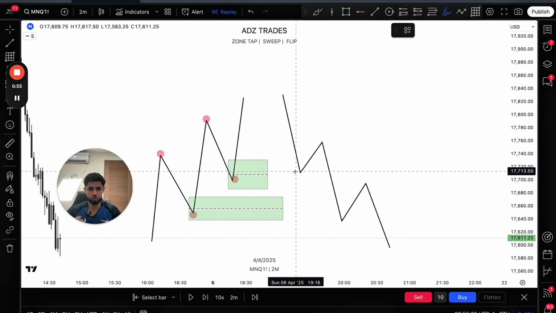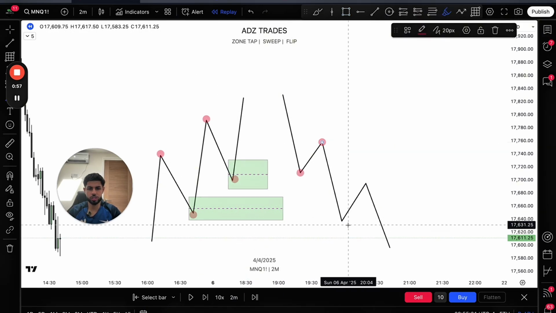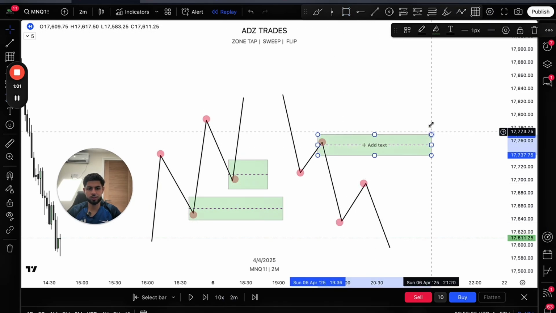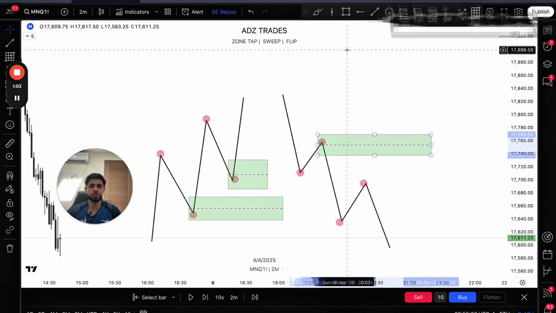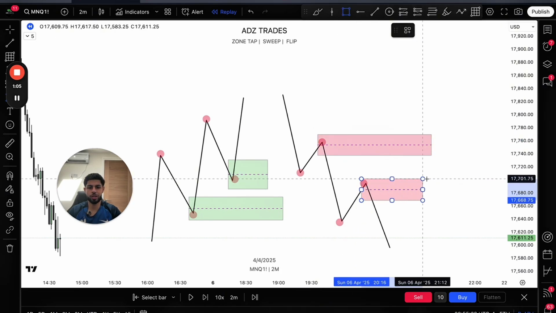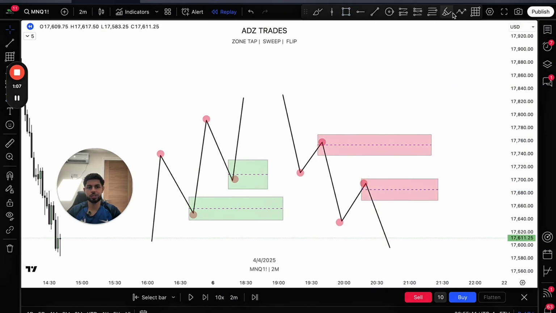If I see my structure is a downtrend, lower high and lower low, what does that tell me? That tells me I could not care less about demand zones, and I'm simply looking for areas of supply in order to take my shorts.